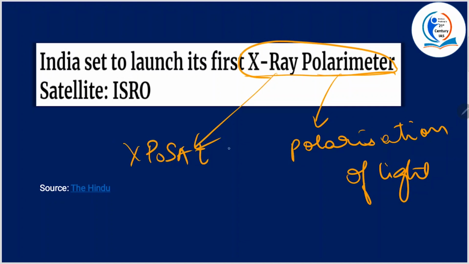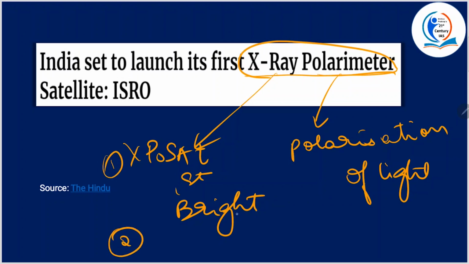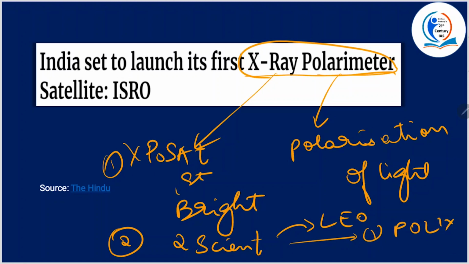XPoSat, the X-ray polarimeter satellite, is India's first dedicated polarimetry mission to study various dynamics of bright astronomical X-ray sources in extreme conditions. And the spacecraft will carry two scientific payloads, in low Earth orbit. What are those two payloads? One is POLIX. What is POLIX? This is the primary payload, a polarimeter instrument in X-rays. It will measure the polarimetry parameters, that is degree and angle of polarization and all. And the second payload is XSPECT, the X-ray spectroscopy and timing payload. So these are some basics about this X-ray polarimeter satellite.